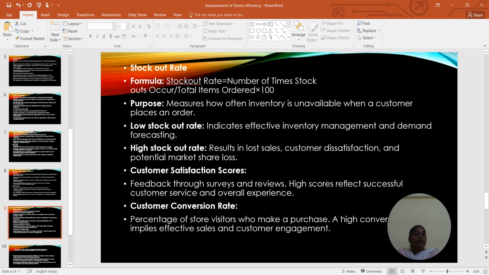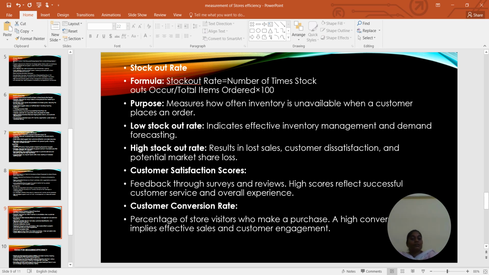So inventory management always leads to demand forecasting. Depending upon the demand, we have to manage our stocks. A low stock out rate leads to good demand forecasting and customer satisfaction. A high stock out rate leads to customer dissatisfaction, and it leads to market share losses also. The formula for the stock out rate equals the number of times stock outs occur divided by total items ordered, times 100.